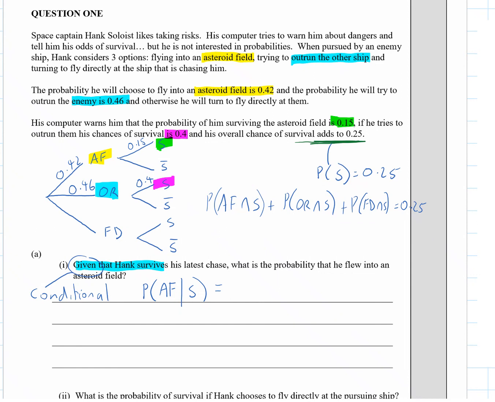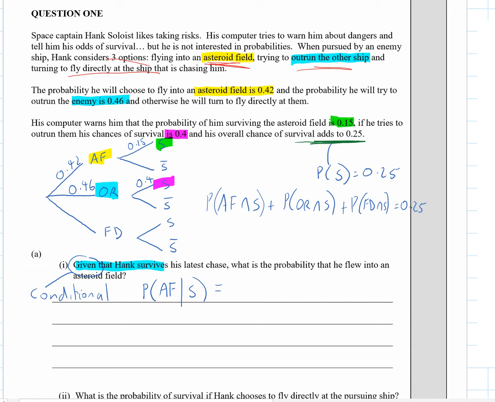Okay, this is question 1 of the probability paper. We've got Hank Soloist, and his computer is telling him about the odds of survival when he's being pursued by his enemies. He's got three options: flying into the asteroid field, outrun the other ships, and then fly directly at the ship chasing him.